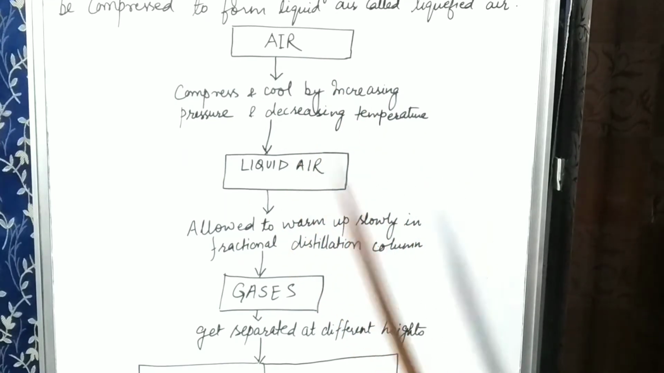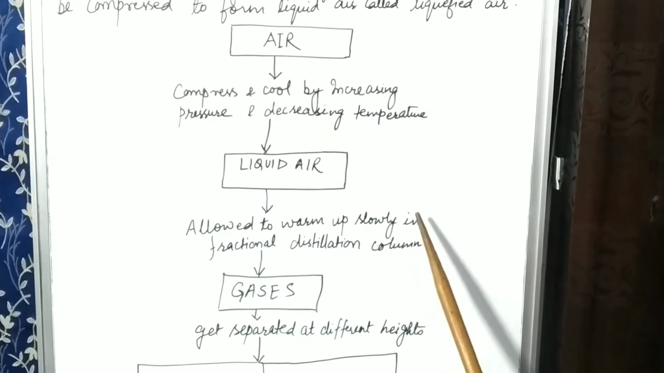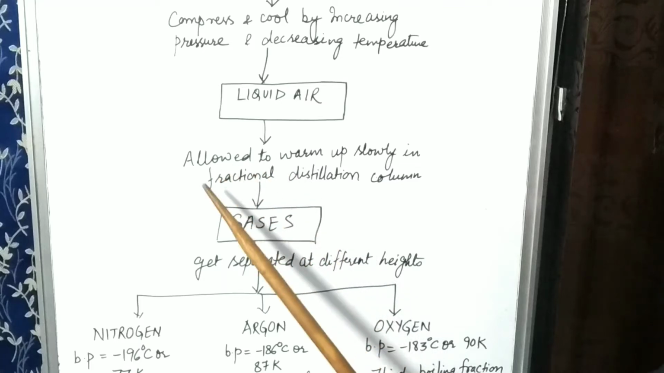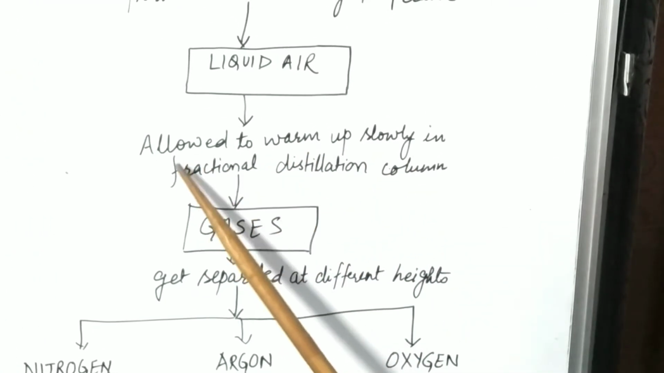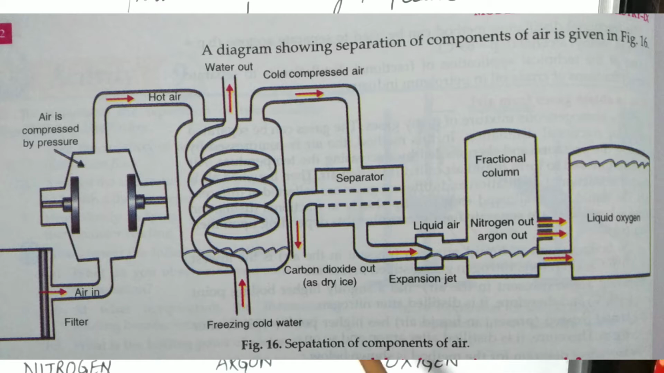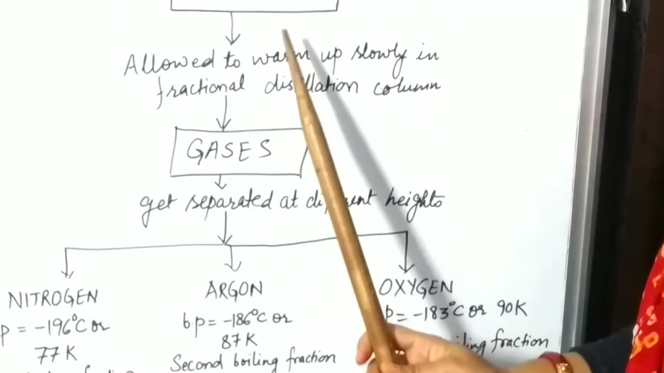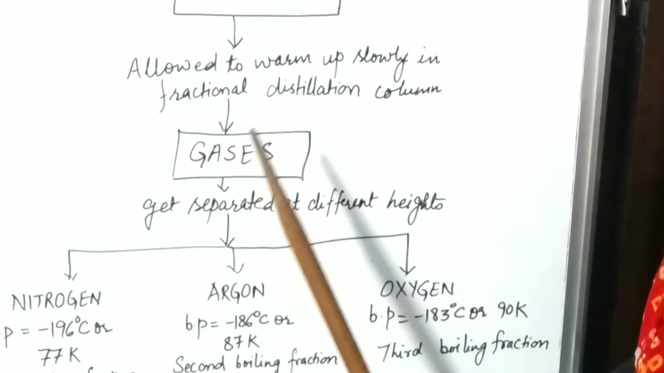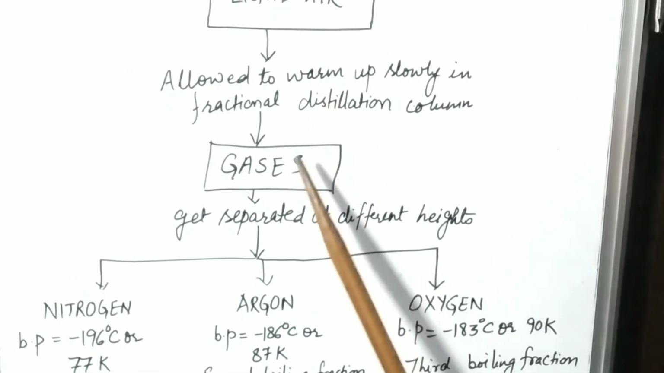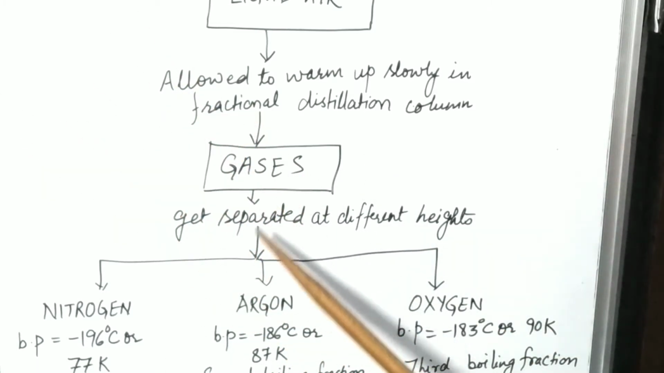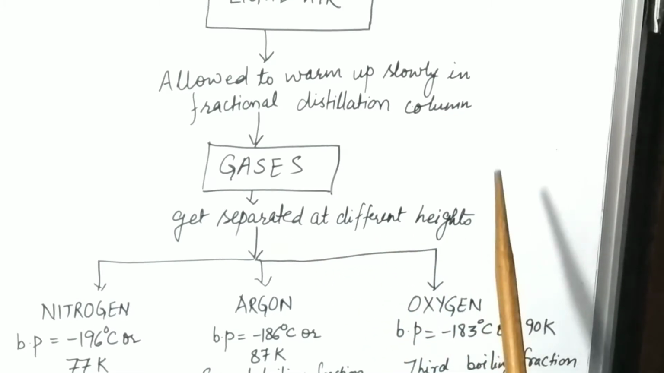Now this liquid air is allowed to warm up slowly in the fractional distillation column. This fractional distillation apparatus you can see in my video clip, and you can easily understand it through that diagram. After that, gases are separated out because different gases have different boiling points. Whenever you heat them up, they will be separated at different boiling points, at different heights.